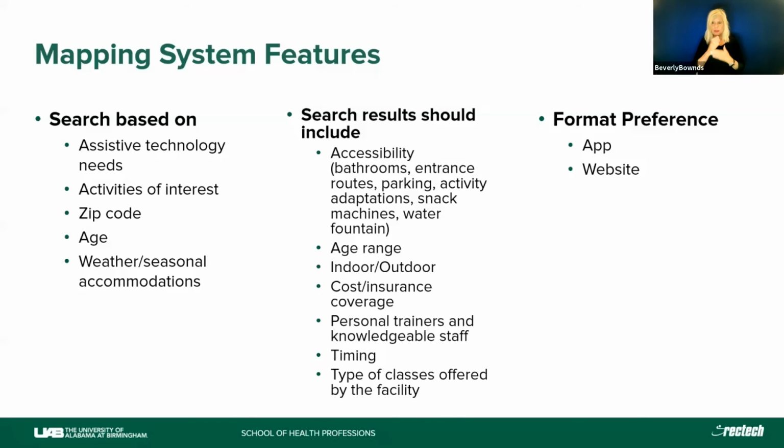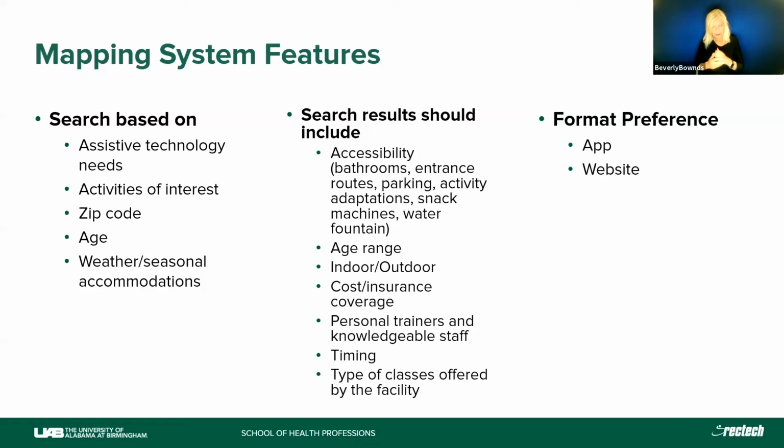Some of the main themes from the interviews were what they expect as a feature in the mapping system. The main one is what they want to give as an input for a search. They want a search based on the type of assistive technology they use: can I access this place with a wheelchair or with a cane? That is something they want to give as a search feature. Is that place accessible for me if I'm using this particular assistive device?